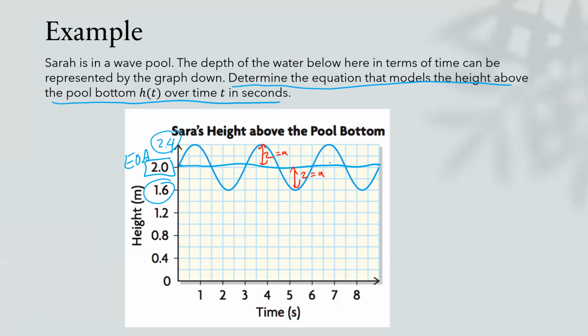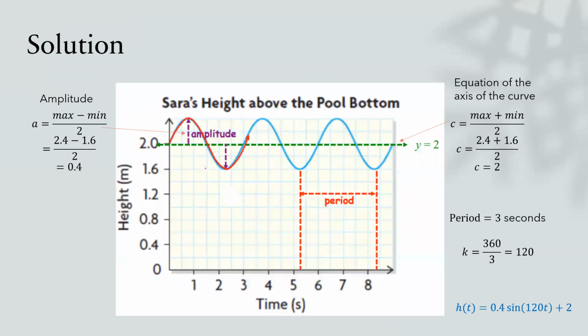Our period was 3, if you recall, simply how long each cycle lasts, which was 3 seconds. So we can see here that the period is 3. So how can we use that to find the equation? Well, let's piece it all together. Pretty simple here. The a value is going to be 0.4.